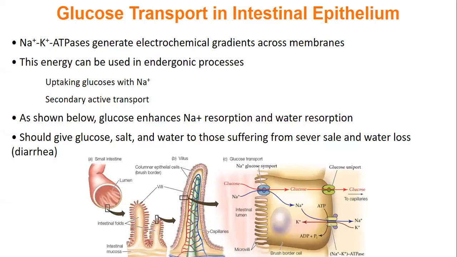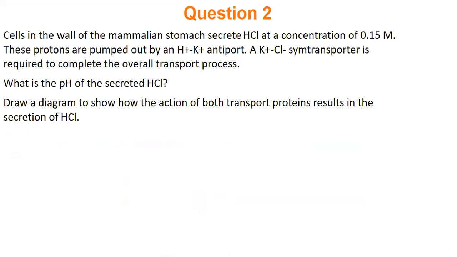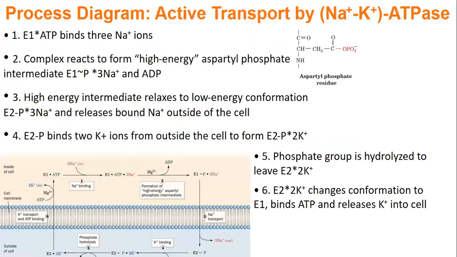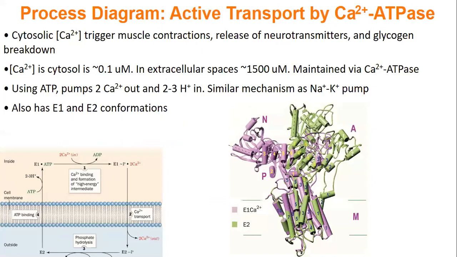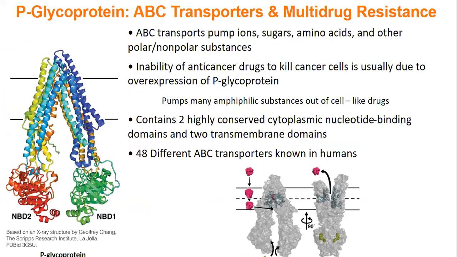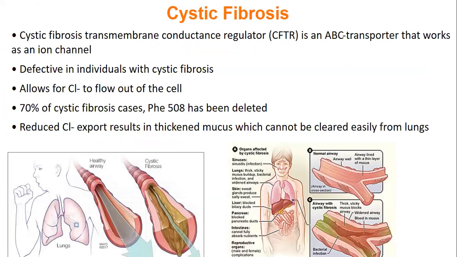All right, so just a recap of what we were talking about on Friday. We were looking at different ways to transport molecules across the lipid membrane. So we looked at the sodium potassium pump. Then we looked at how to move calcium. Then we talked about ABC transporters. And then we ended talking briefly about cystic fibrosis, how that is caused by a mutation in a specific ABC transporter.